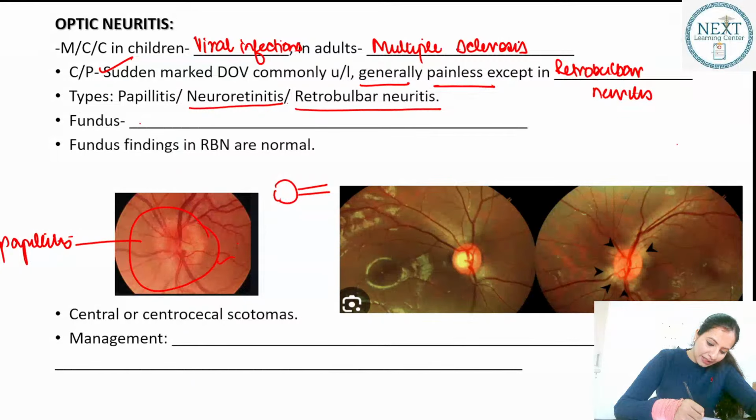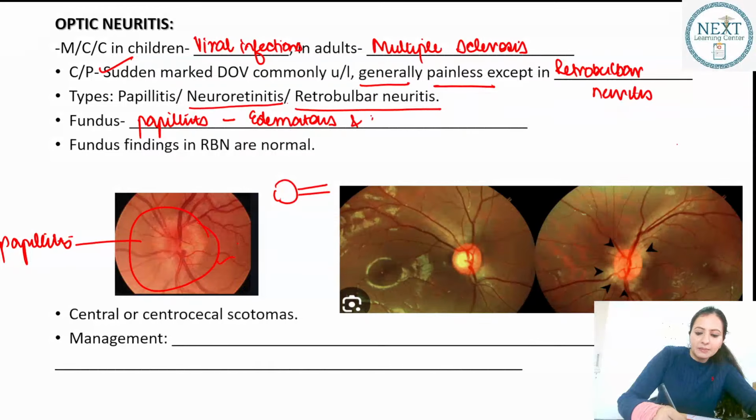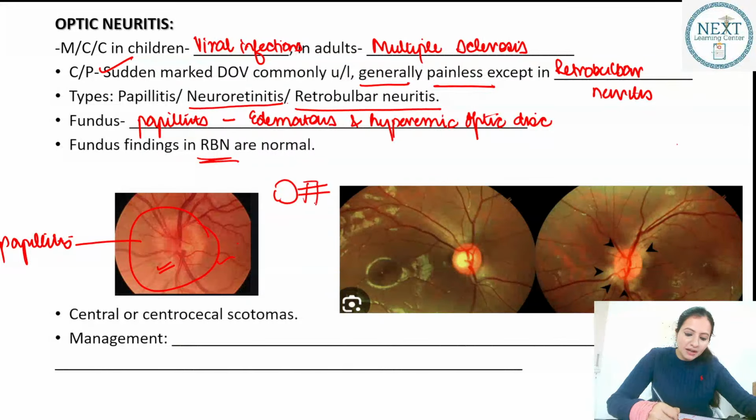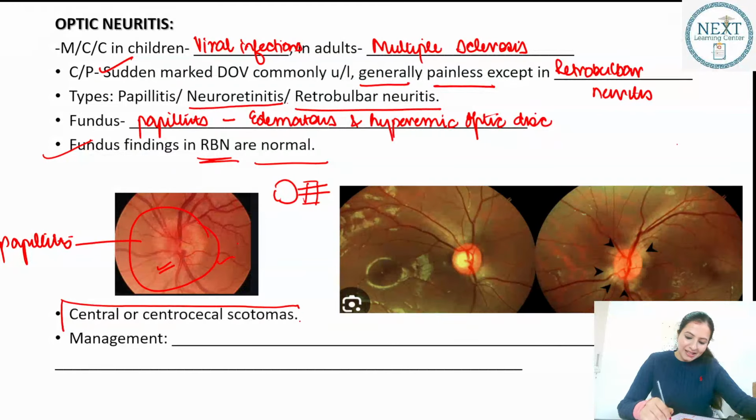Fundus, it can be either in papillitis, it is going to be edematous and hyperemic optic disc. So if you are given a picture like this, that means they are talking about papillitis or optic neuritis. Then if you talk about retrobulbar neuritis, since this part is involved, the fundus will be absolutely normal. If you talk about the scotomas, it is characteristically central or the centrocecal.